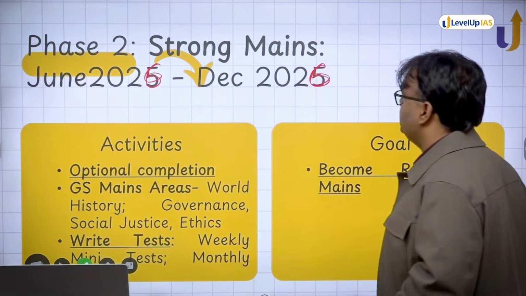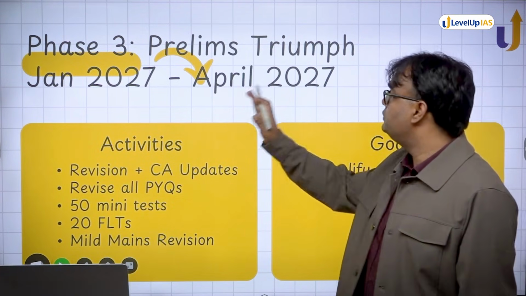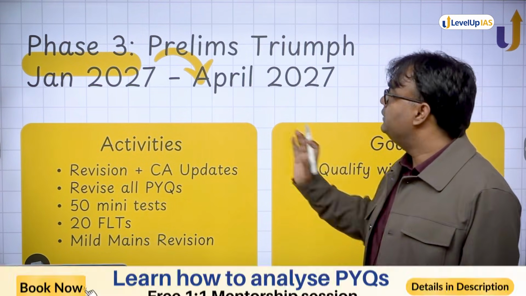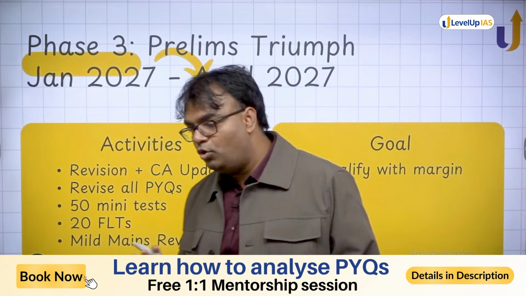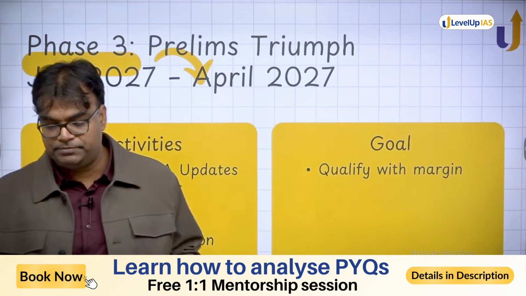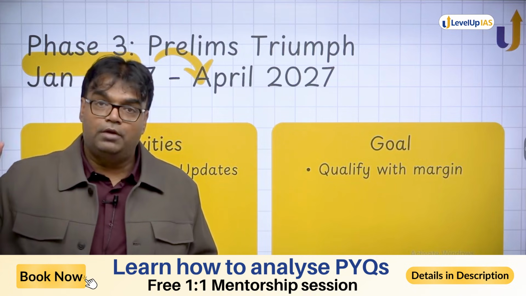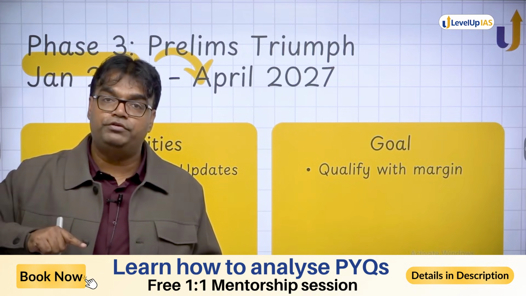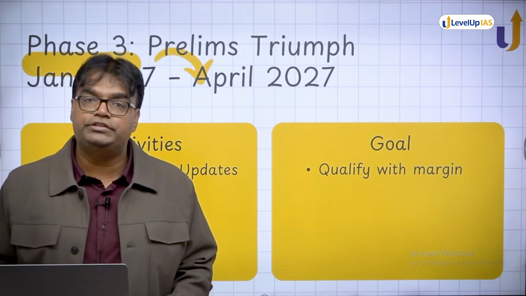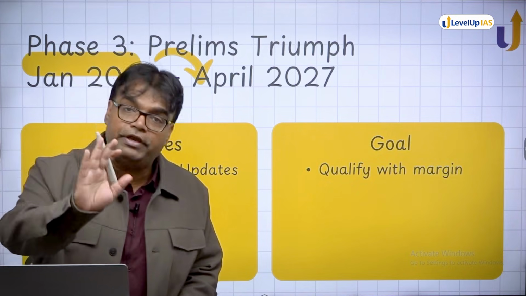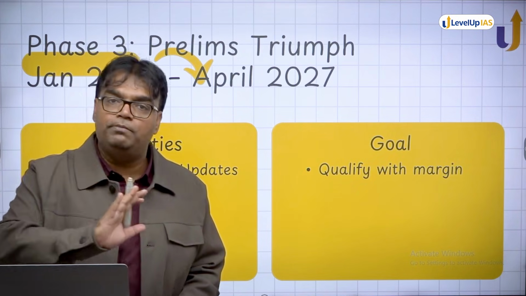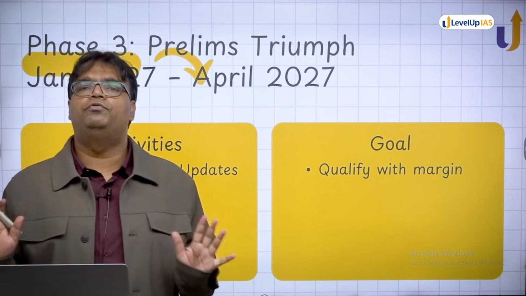Now in the third phase, that is January 2027 to April 2027, this is our prelims triumph phase. यहाँ पे देखो आपने prelims के लिए preparation already कर लिया है first phase में, है ना? आपने नवंबर 2025 से जून 2026 तक प्रीलिम्स के लिए प्रिपरेशन किया था, फिर जून से दिसंबर तक उसे रिवाइज भी किया था. We had not completely ignored it. So now you're fully prepared for prelims.